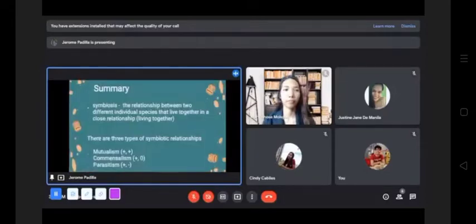So in summary, symbiosis is the relationship between two different species that live together in a close environment. There are three types of symbiotic relationship. Mutualism, in which they benefit from each other. Commensalism, in which one benefits without harming the other. And parasitism, in which one organism benefits and harms the other organism.